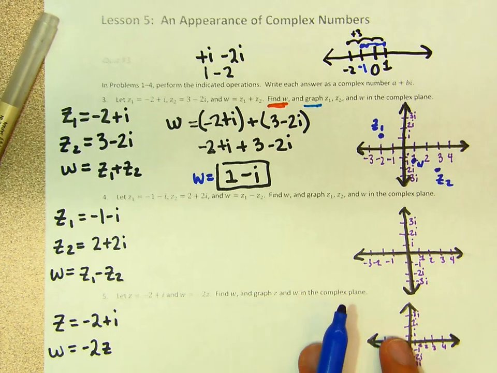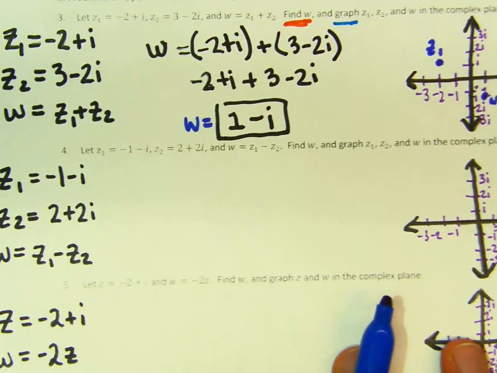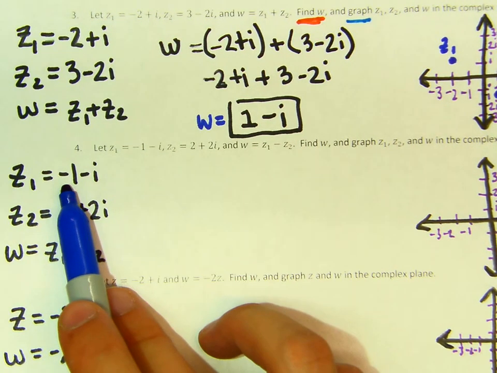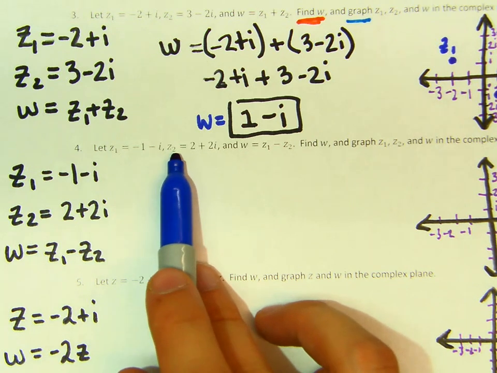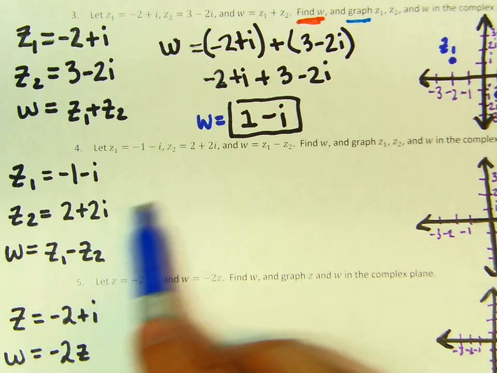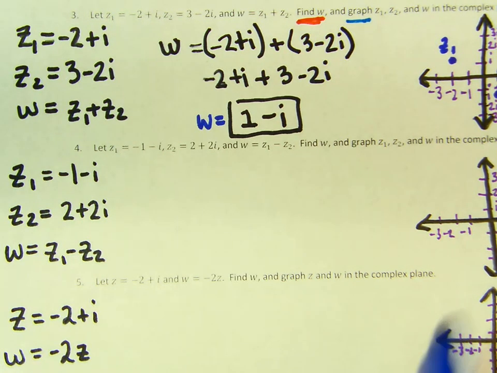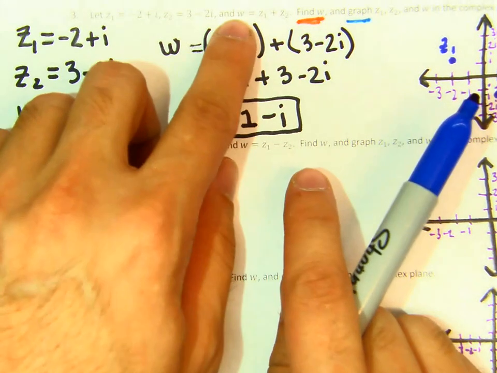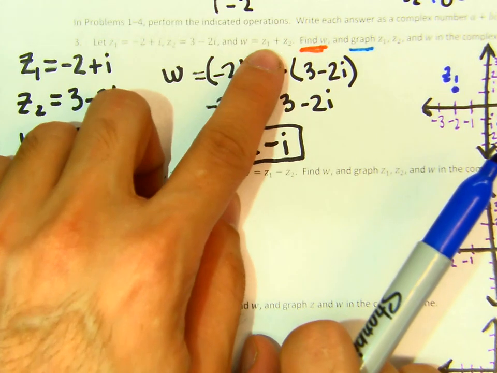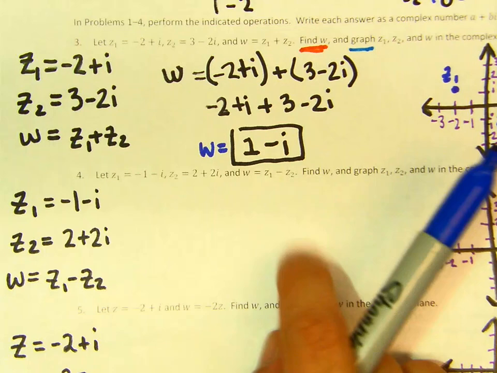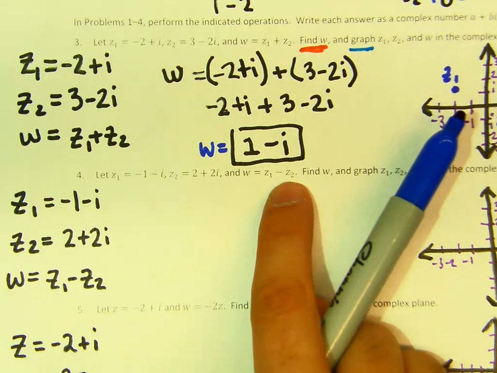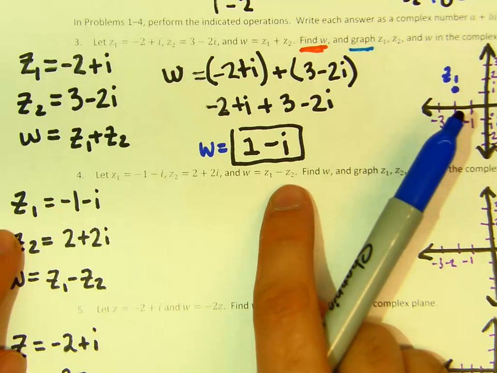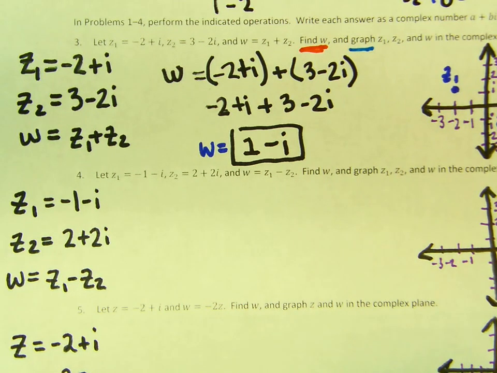Okay. Let's look at this one. It says let z sub 1 equal negative 1 minus i. Let z sub 2 equal 2 plus 2i. And what is it saying to do with w? Here, you see before, w says do what? It says z sub 1 plus z sub 2. Here it's saying z sub 1 minus z sub 2. So what are you going to do with these two? You're just going to subtract them.